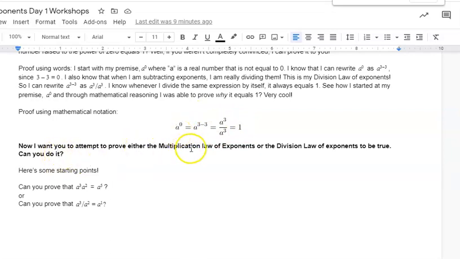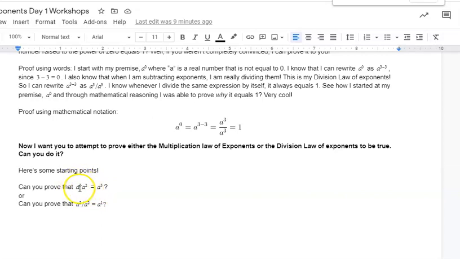Now I want you to attempt to prove either the multiplication law of exponents or the division law of exponents to be true. Can you do it? Here are some starting points. You don't necessarily have to use these numbers in particular, and you can go any route you want to. We'll meet together during your teacher time after the 30 minutes to talk about your proof. Can you prove that a to the third power multiplied by a to the second power is equal to a to the fifth power?